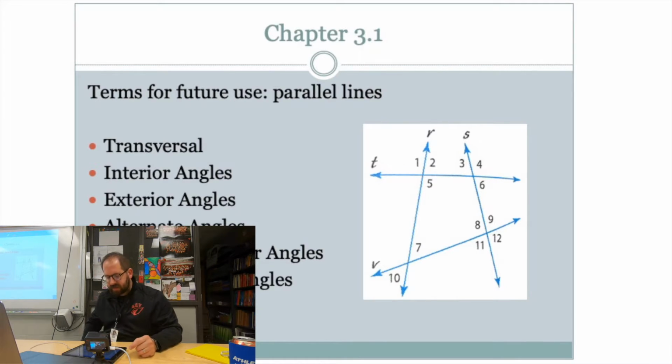I would like you to write these 6 words here for parallel lines: transversal, interior, exterior, alternate, same side. Now I put interior here, but it could be same side, exterior, and corresponding. These are the words I want you to get a definition of, or at least know how to look at a picture and pick out which ones are which.